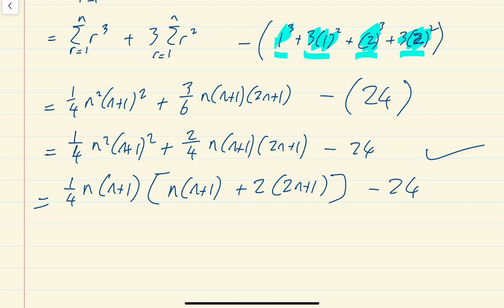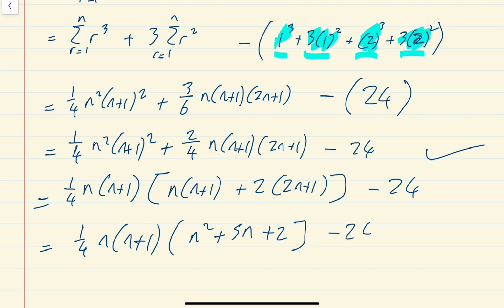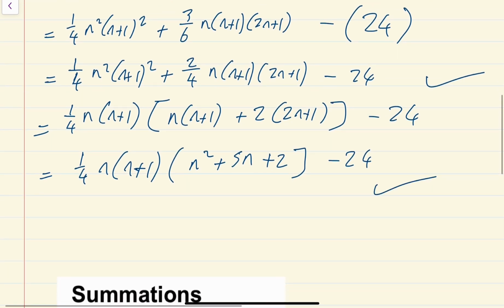So you could bring that 24 in, I suppose, as well. Would that help us at all? I don't think we'll bother. I think we'll just tidy it up inside the bracket. You're going to have n squared plus n plus 2 plus 4n, so that's going to be plus 5n, and then plus another 2, minus our 24. And I think, you know what, we'll just leave it like that.